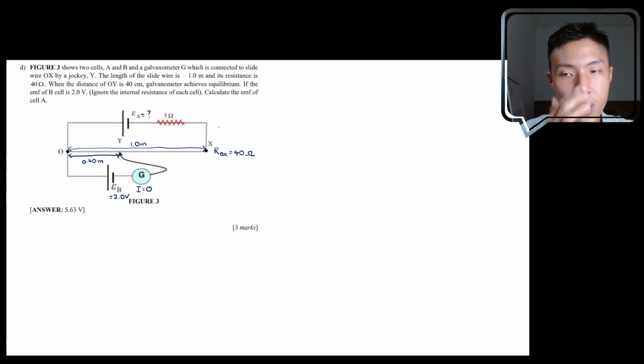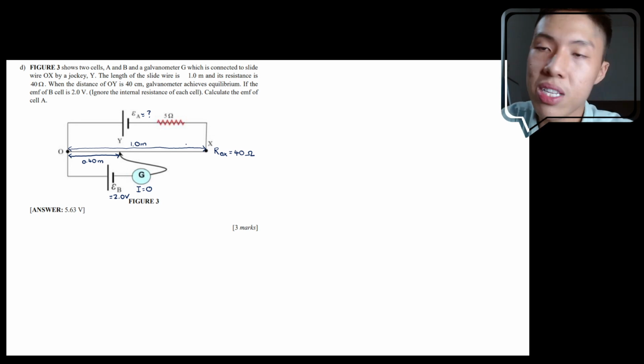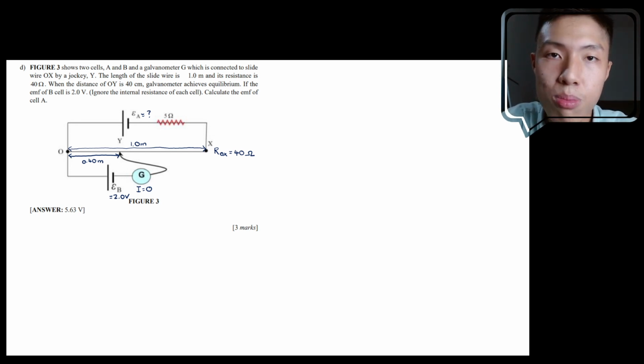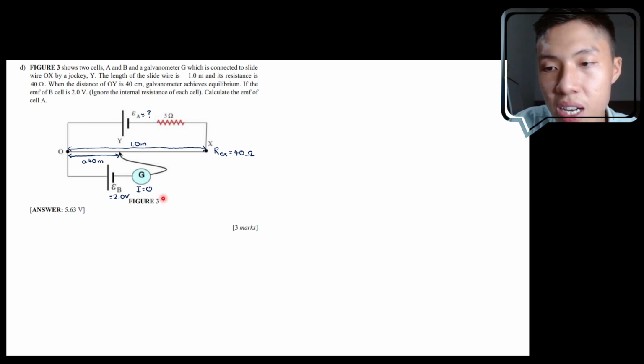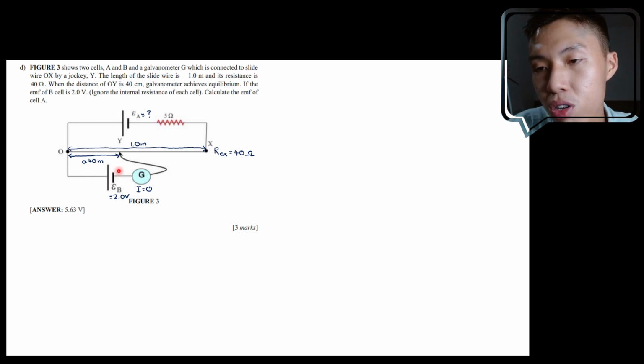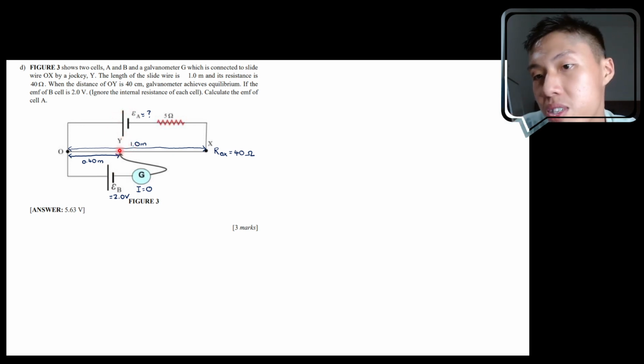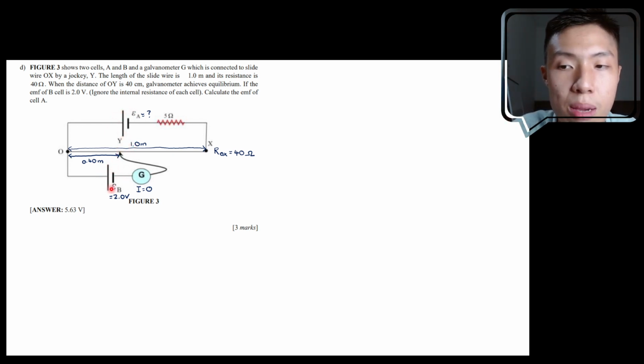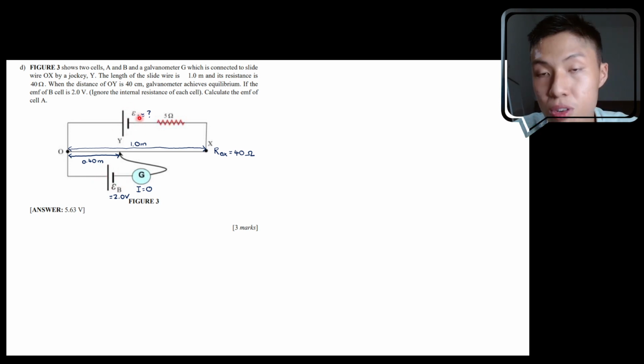The idea of a potentiometer is that it allows you to determine the EMF of an unknown source of EMF. Usually the EMF that you're not sure about is the secondary EMF, not the primary EMF. But in this case, they try to flip around the situation. What if you know the EMF of the secondary power source, but you don't know the EMF of the primary power source? How do you find it?